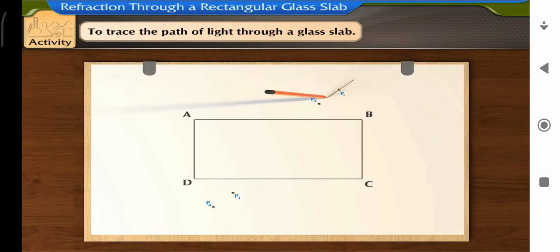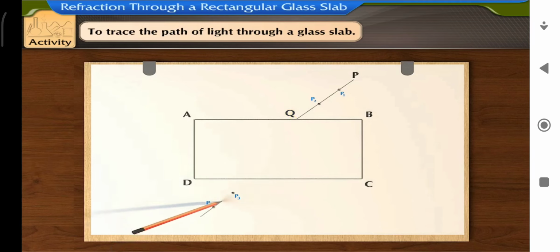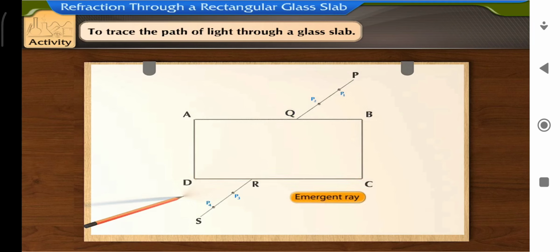Draw a straight line joining P1 and P2 and produce it to meet the line AB at point Q. Let PQ be the incident ray. Similarly, draw a line joining P3 and P4 and produce it to meet the line DC at point R. Let RS be the emergent ray.